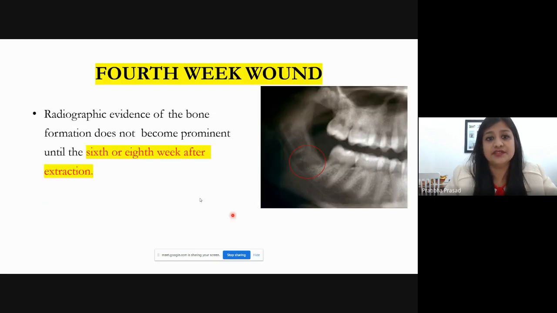Only after the 6th or 8th week after extraction, that is after 2 to 2.5 months, you will start seeing the bone deposition on the radiograph. And you can see that there is complete healing of the extraction wound, as well as a flattening of the crest of the alveolar bone.